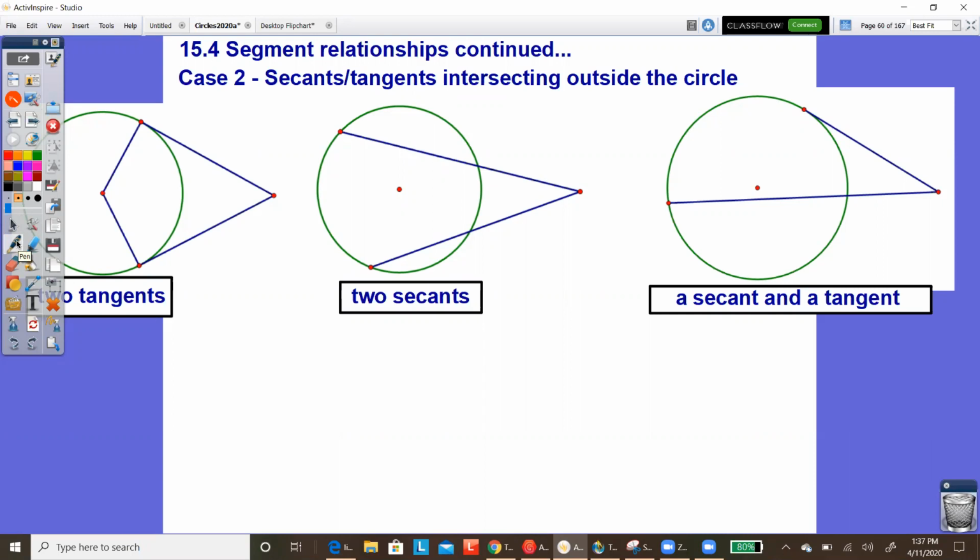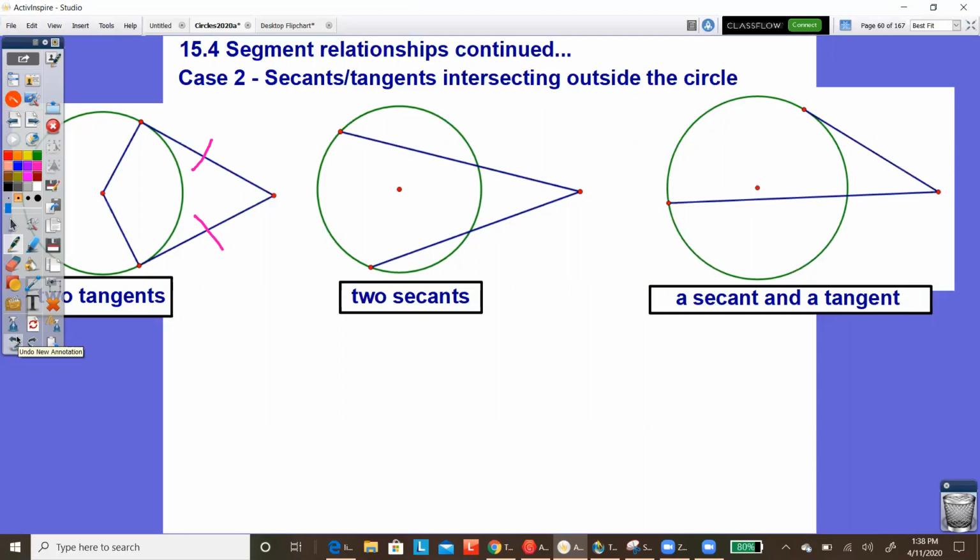discussed case one. Whenever you have two tangent segments coming from the same point outside the circle, these two tangent segments are congruent. So I'm not even going to worry about that one because we already know how the two tangent segments are related. We don't know how these segments are related in terms of secants or a secant with a tangent. So the way we're going to be doing this, I'm only going to derive the two secants case.